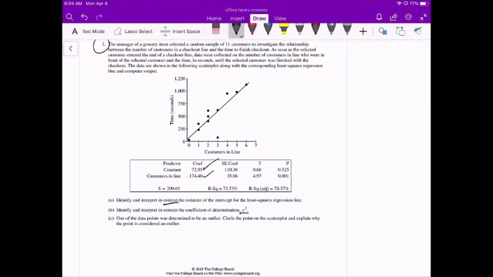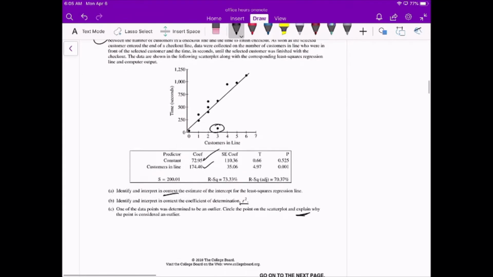For part C, explain why the point is an outlier. So say something that is unique about that point. Include context in your answer. Again, something about number of customers and time.